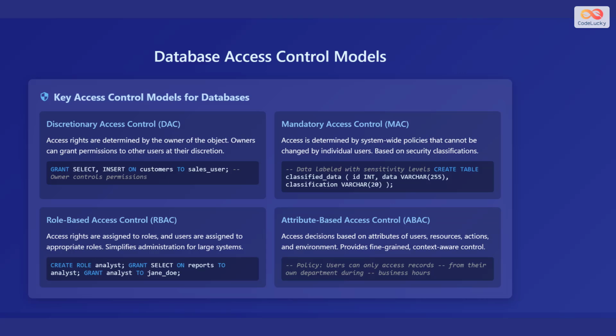Finally, there is attribute-based access control or ABAC, where access decisions are based on attributes of users, resources, actions, and environment, providing fine-grained context-aware control. An example of ABAC is that users can only access records from their own department during business hours.